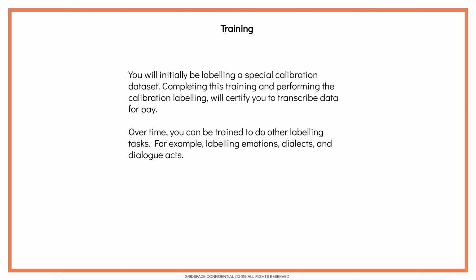The way this will work is after you view this training data, you'll be allowed to label a special calibration set. After completing this, we'll certify you to transcribe data for pay. And over time, there will be additional training to do other labeling tasks, for example, emotions, dialects, and dialogue acts.